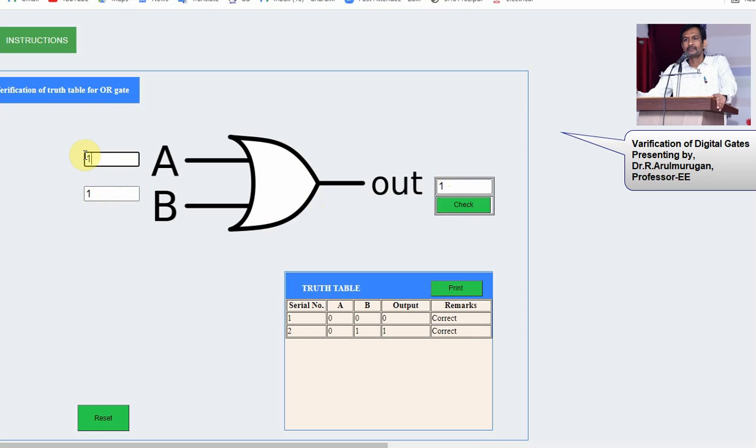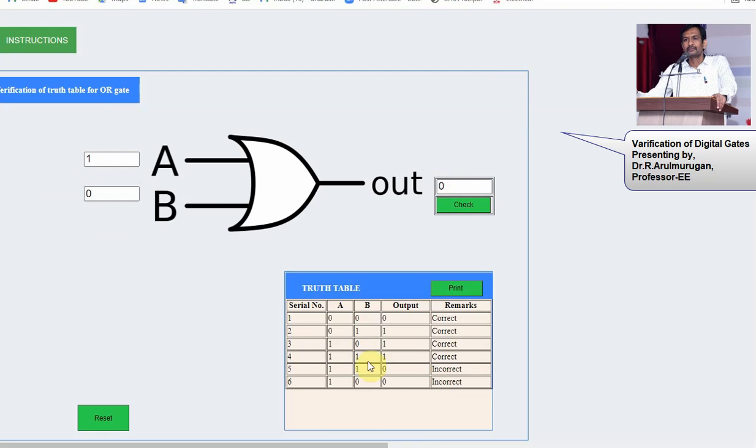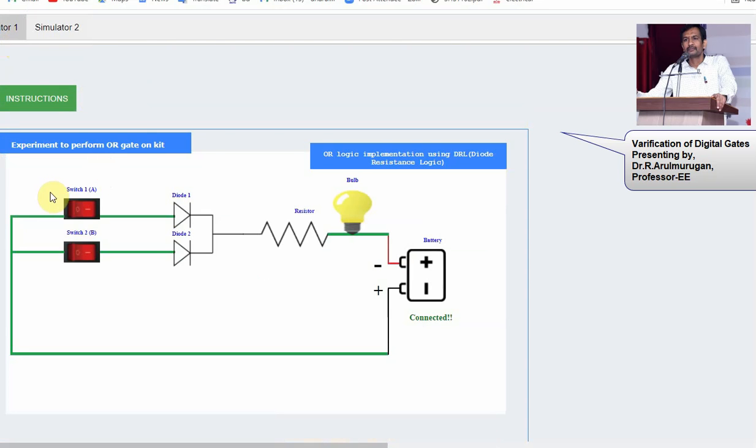1 0, you can say the output is on, 1. Both switches on, the output is 1, on. So this is a correct statement. Suppose both switches are on and the output is 0, the light is not on. Incorrect. If any one switch is on and the output is 0, incorrect. Look, if you want, you can try.